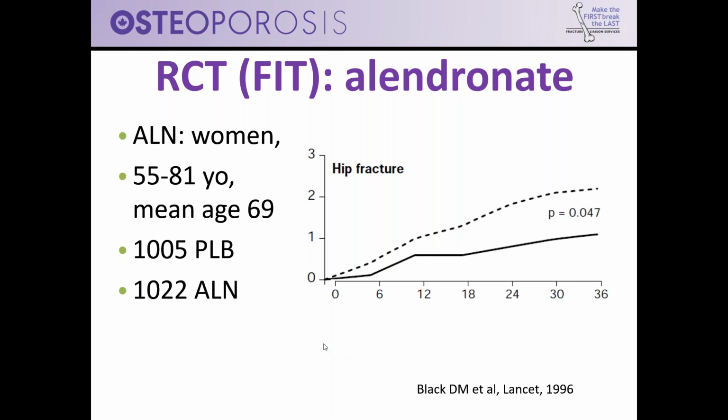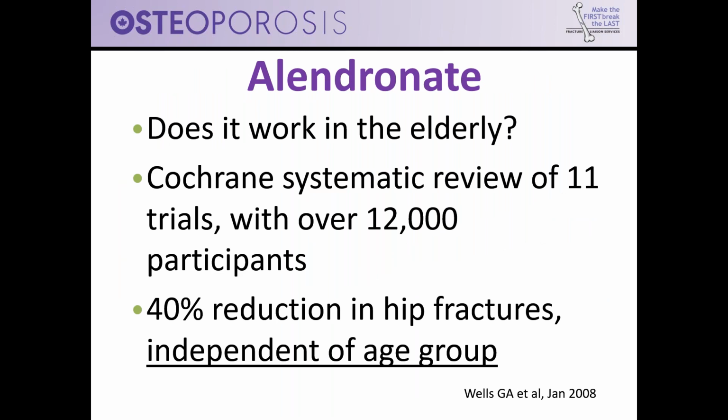Do we have anything to say that this will work in the elderly, the patients over the age of 80? Well, there was a big systematic review of 11 trials, which included over 12,000 participants, and they looked at the reduction in hip fractures, and they looked at all the age groups, and the 40% reduction in hip fractures was independent of age. So it worked just as well in the older population as in the younger population.